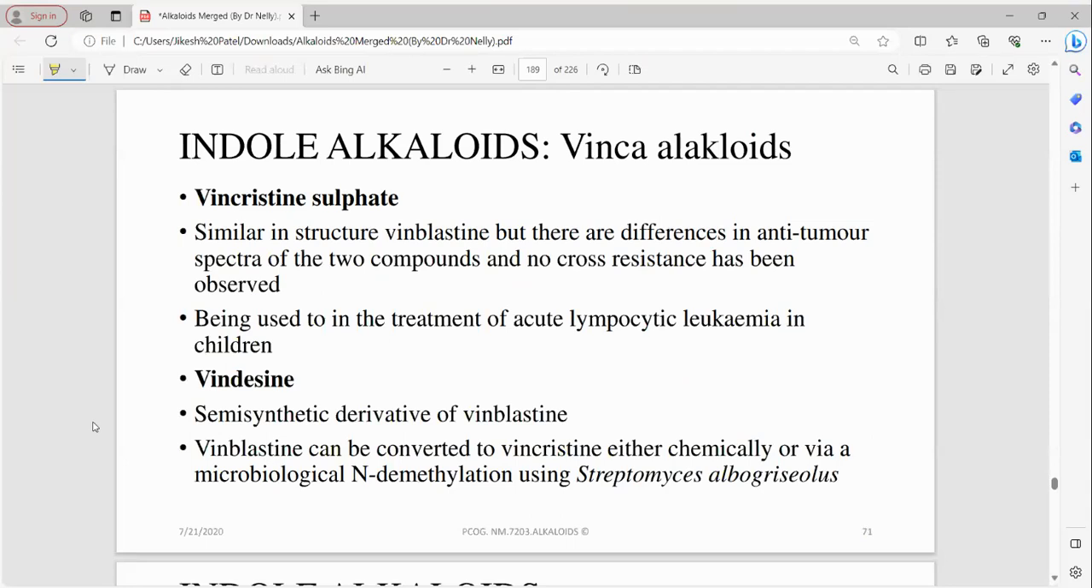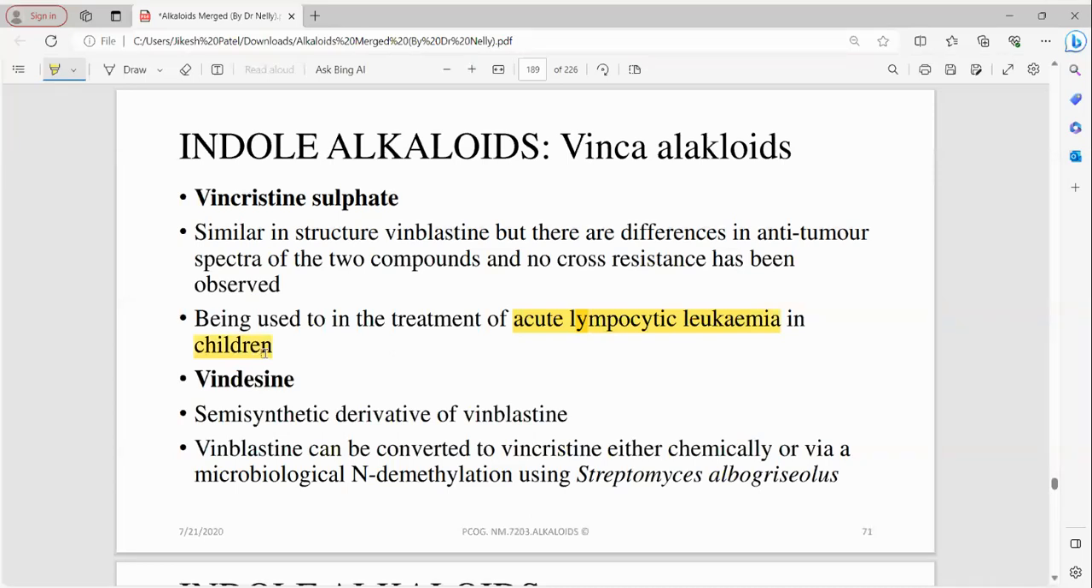Let's look at the pathway. Vincristine, we already said, is for leukemia, especially ALL. ALL is mostly in kids. Then there's this other one, vindesine, which is a semi-synthetic derivative of vinblastine. Just from the name, you can tell it's derived from that family, Catharanthus rosea.